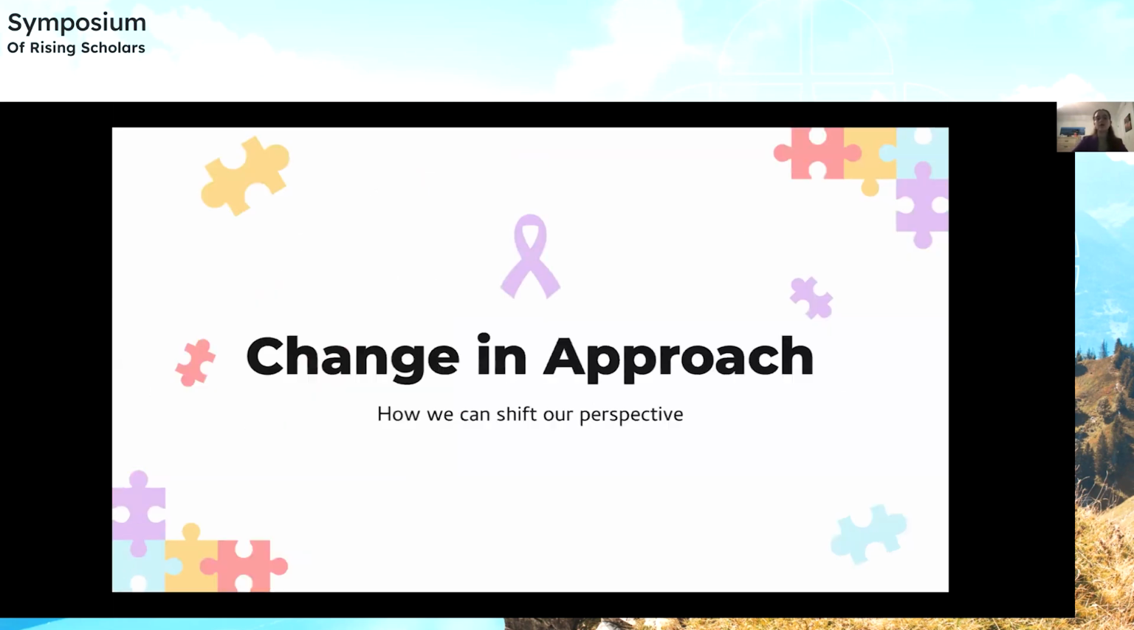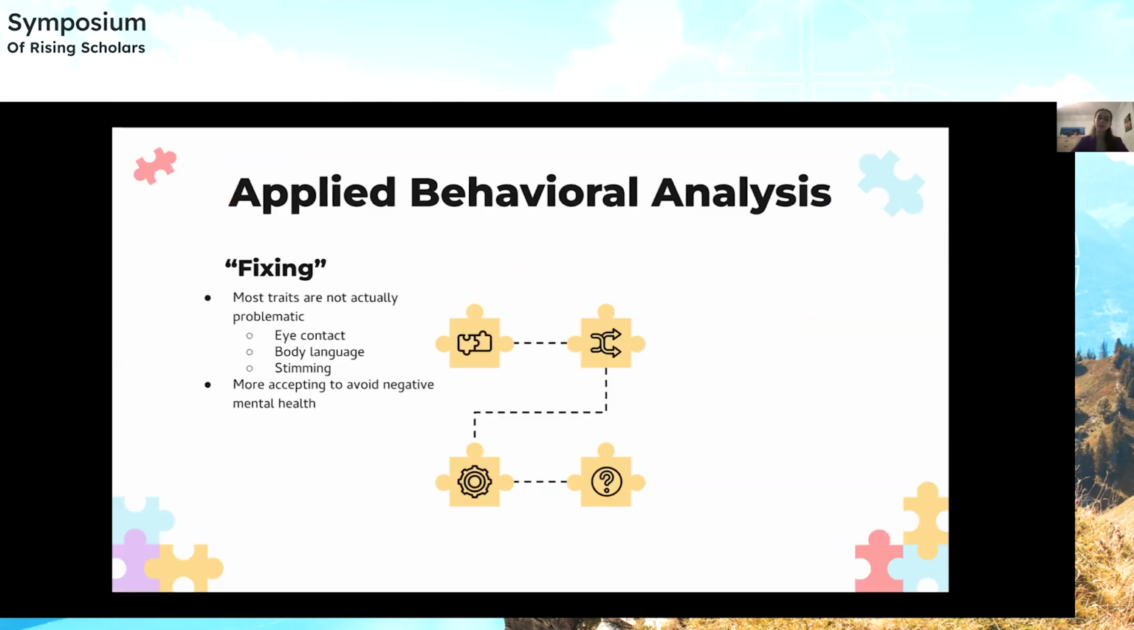So now I'd like to propose a change in our approach. How can we shift our perspective to better include those of the autistic community and make sure that they feel safe in their environment? So when talking about applied behavioral analysis, I think it is important to talk about four aspects. The first is the idea of fixing.